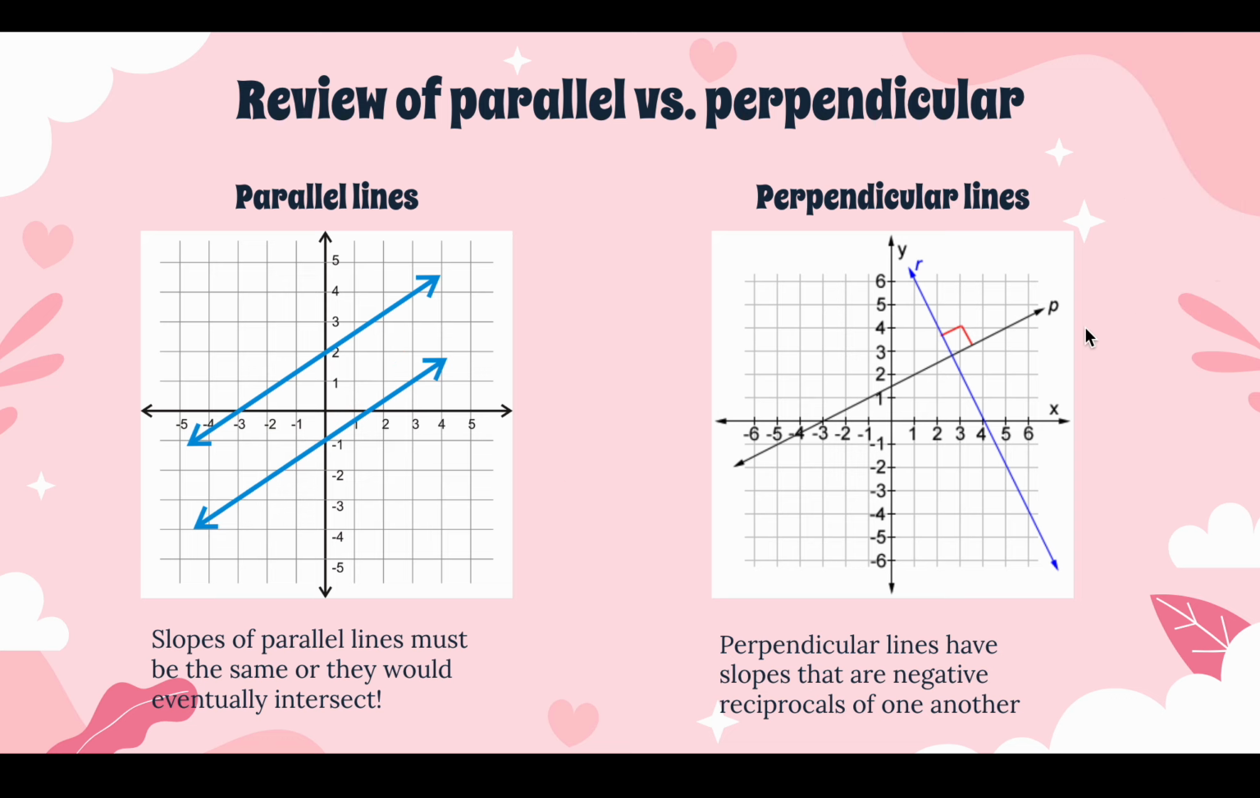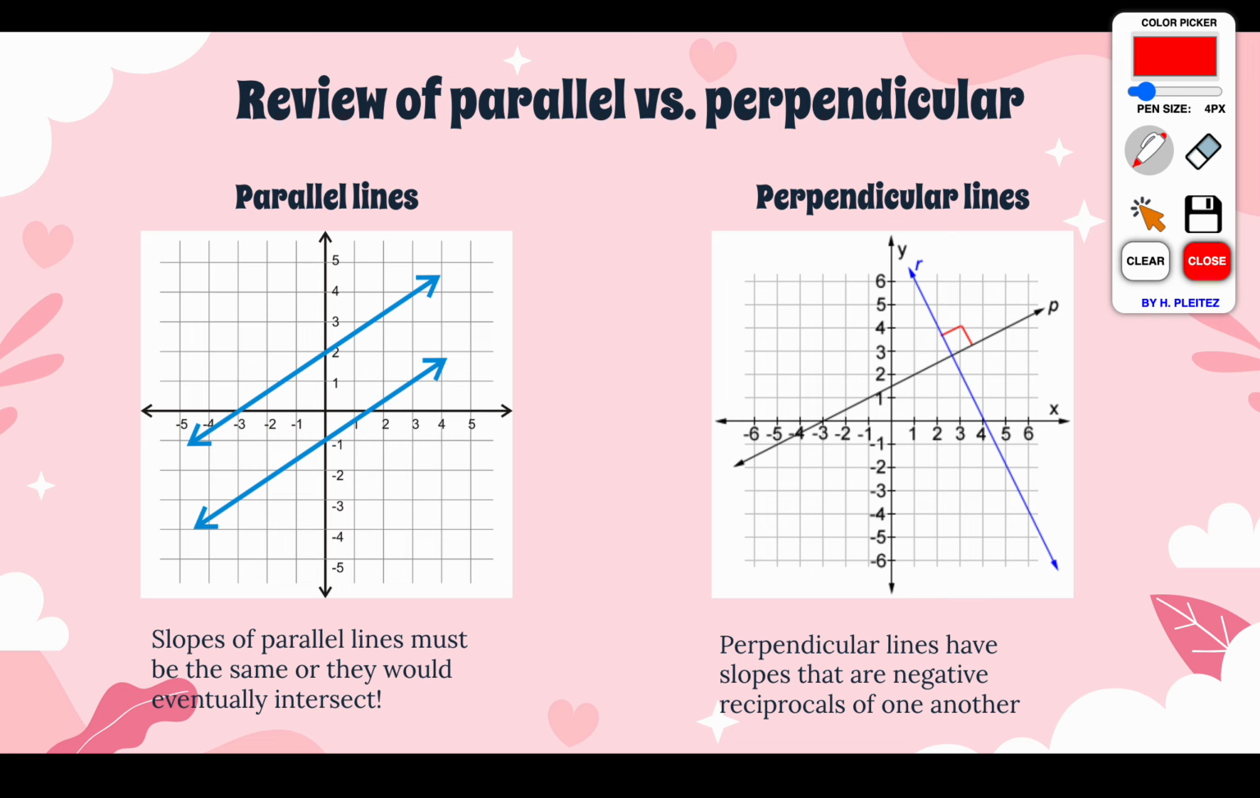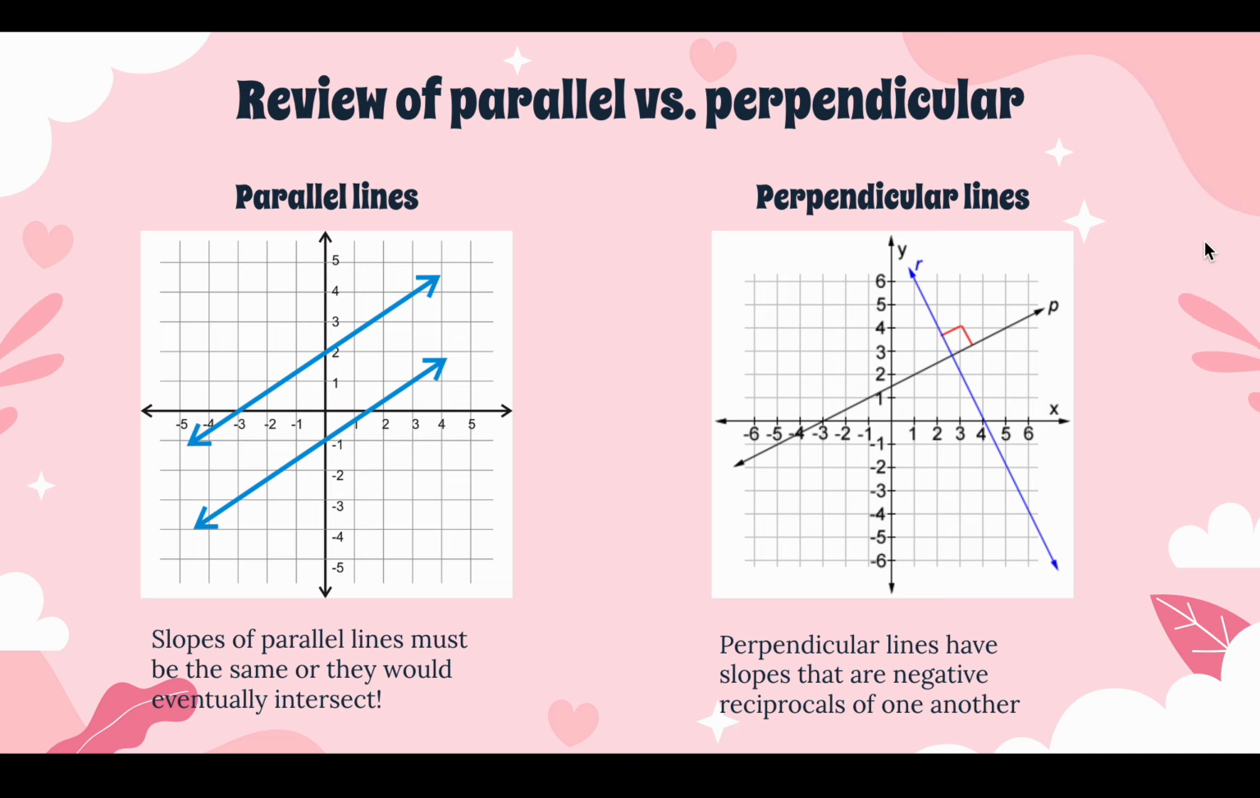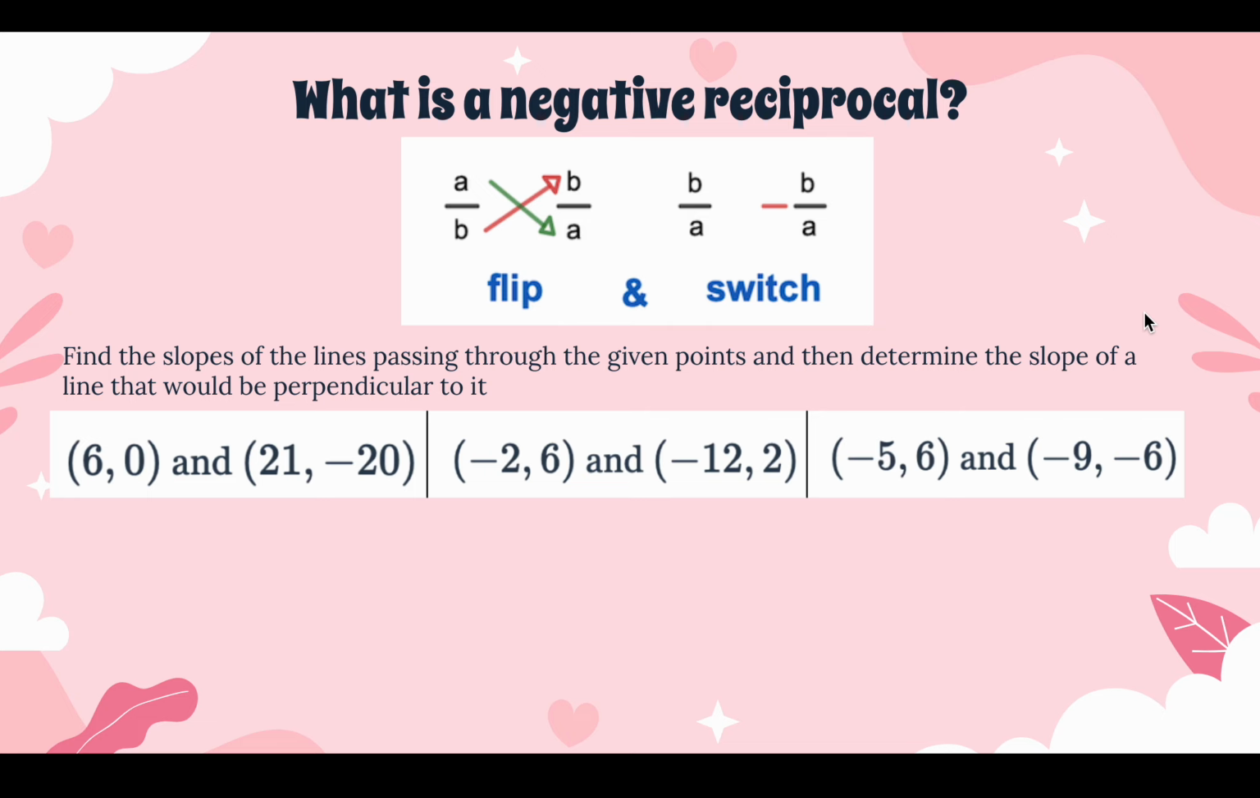Now, perpendicular lines have slopes that are negative reciprocals of one another. So these two words, negative reciprocals, are fancy ways of saying what we are about to go over. So make sure that you know those two things. So what is a negative reciprocal? You need to flip the fraction of the slope and you need to change the sign.